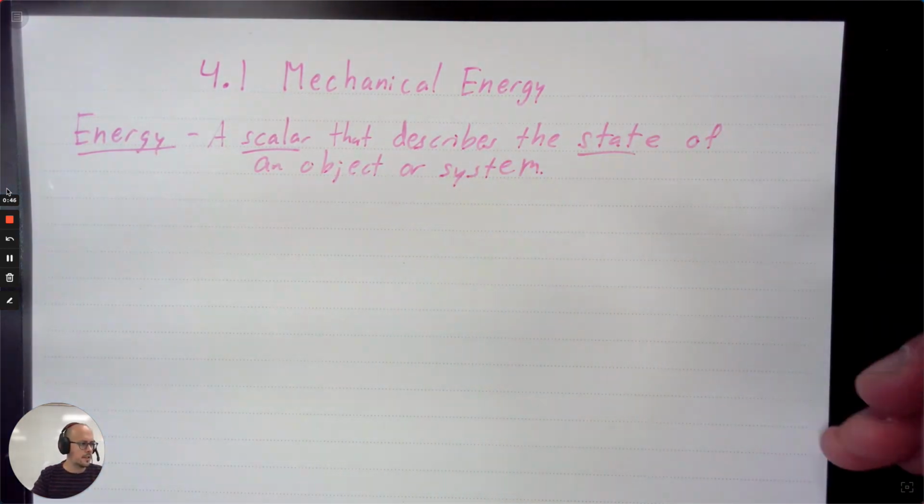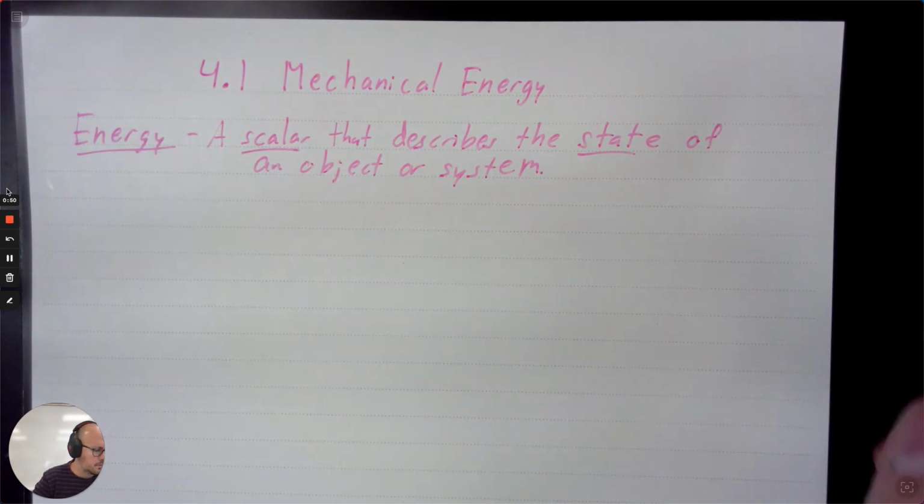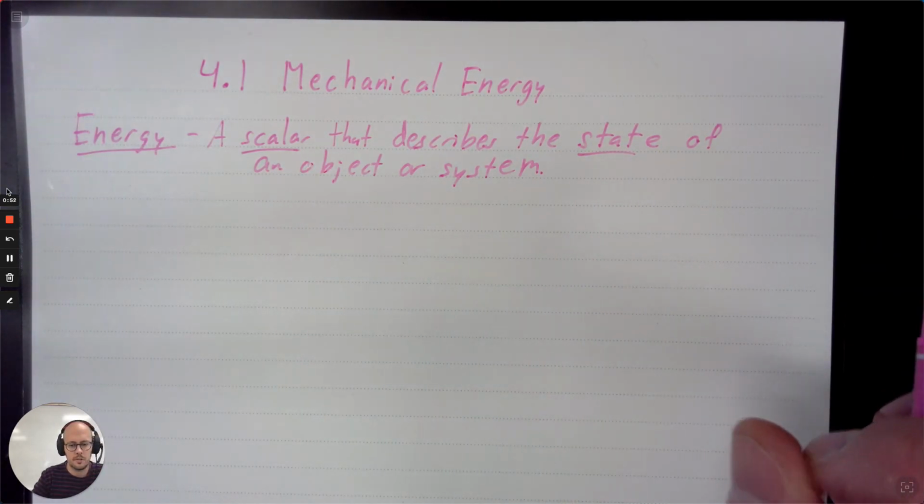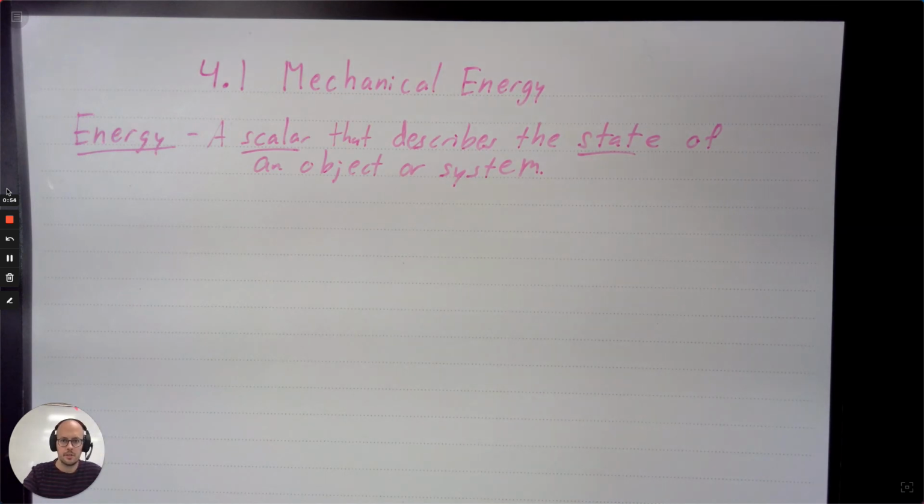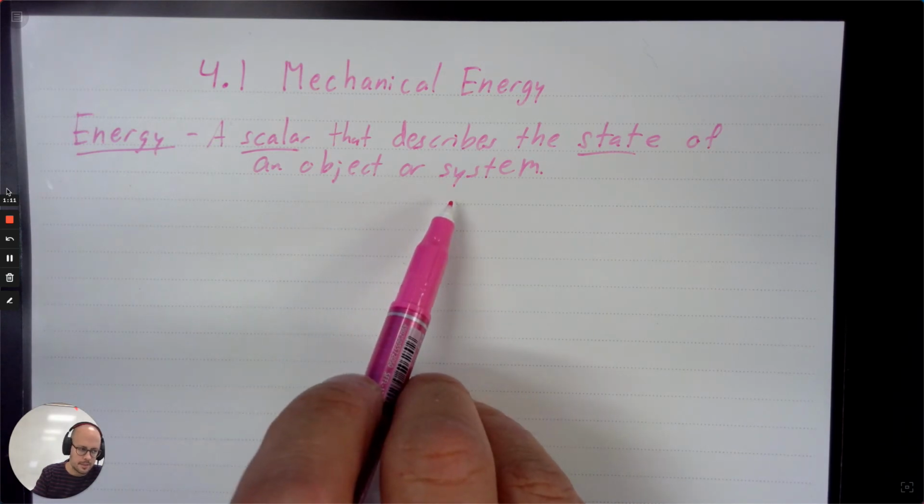So when we say scalar, we mean something that just has magnitude. When we say the state of something, we mean any sort of description of what its condition is. It can be temperature, velocity, mass, location, arrangement, orientation. So there's lots of different ways to describe the state of something. An object is a single thing, and then a system is a collection of objects.